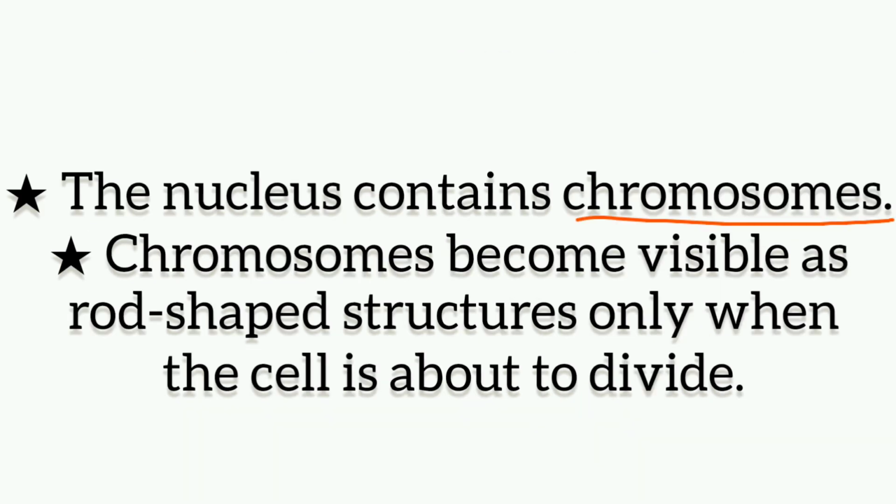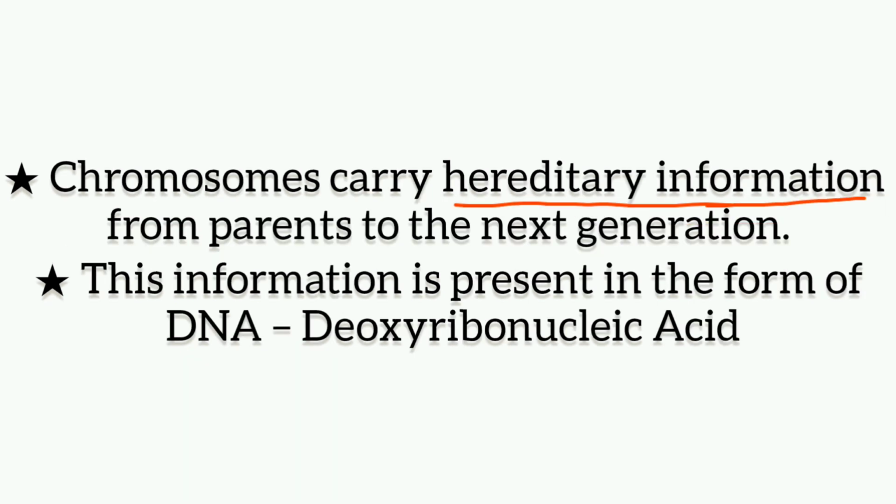The nucleus contains chromosomes. Chromosomes become visible as rod-shaped structures only when the cell is about to divide. Chromosomes carry hereditary information from parents to the next generation. So, who carries hereditary information? Chromosomes carry the hereditary information from one generation to the other generation, and this information is present in the form of DNA. What is DNA?